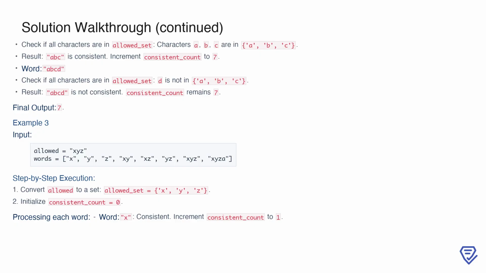This time, the input allowed is XYZ, and the words array is X, Y, Z, XY, XC, YZ, XYZ, XYZ. As before, we start by converting allowed into a set, resulting in allowed_set equals X, Y, Z. We initialize consistent_count to 0 and begin evaluating each word.